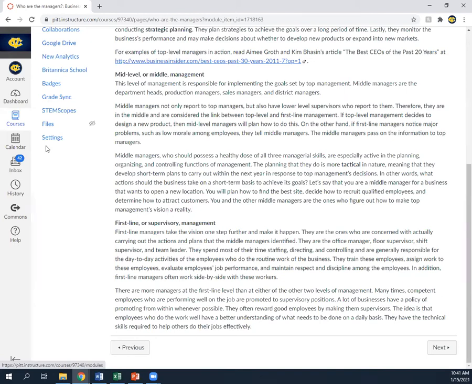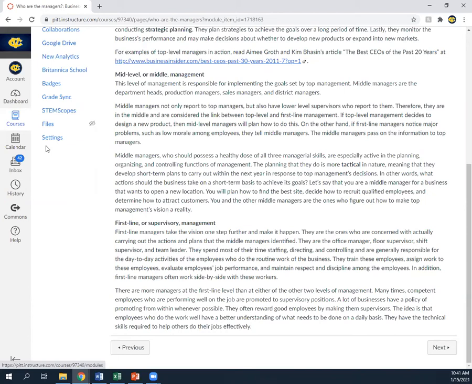Let's say that you are a middle manager. Something popped up on the side. Let's say you're a middle manager of a business that wants to open a new location. You will plan how to find the best site, decide how to recruit qualified employees, and determine how to attract customers. You and the other middle managers are the ones who figure out how to make top management's vision a reality. First line or supervisory management.